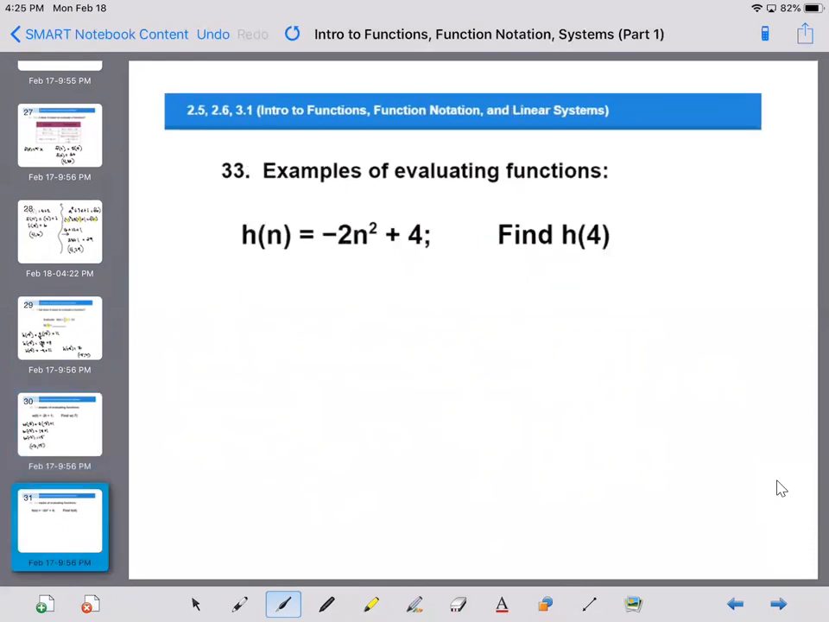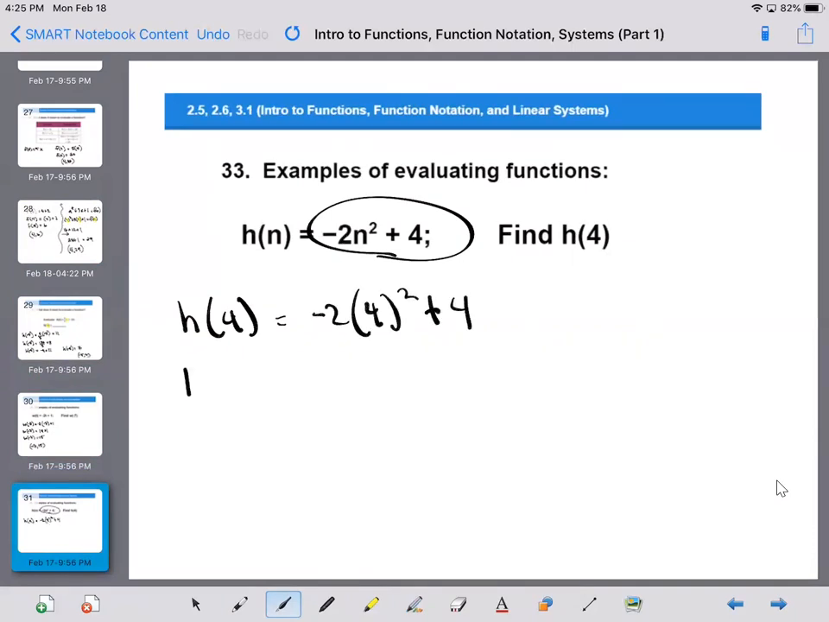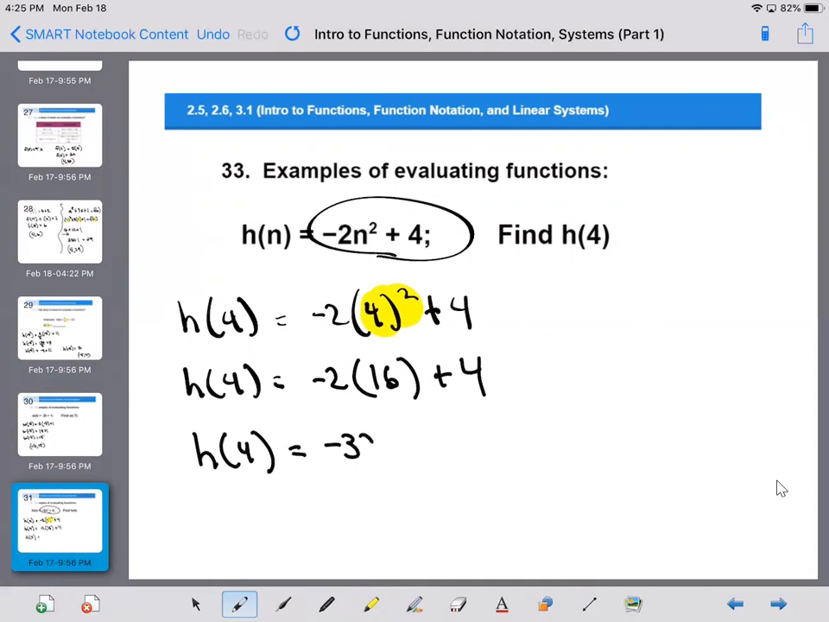And then finally, h of n gives us this expression. So we want to find h of 4. We're just going to substitute, and we want to be careful that we're doing the correct order of operations. So we want to start with the exponents. So that'd be negative 2, and 4 squared is 16. It's not 4 times 2. It's 4 times 4, which would be 16. And so now that's negative 32 plus 4, so that would be negative 28. So when x is 4, y is negative 28.